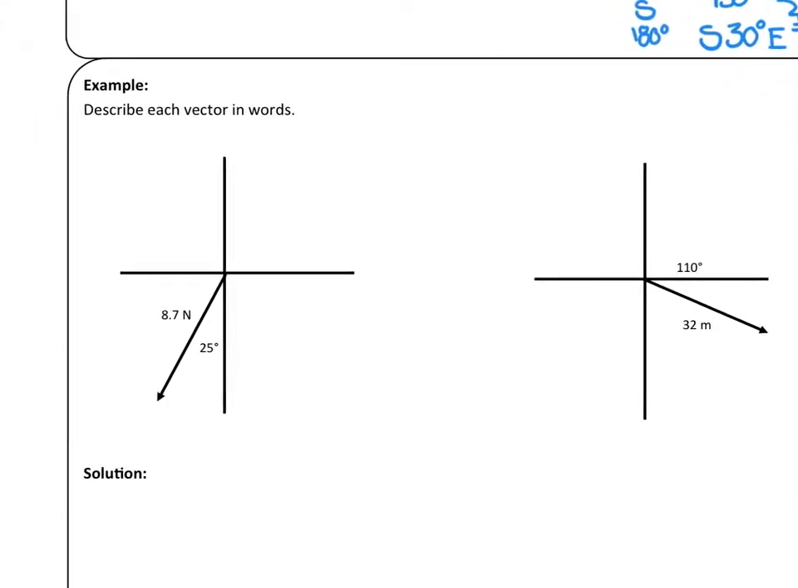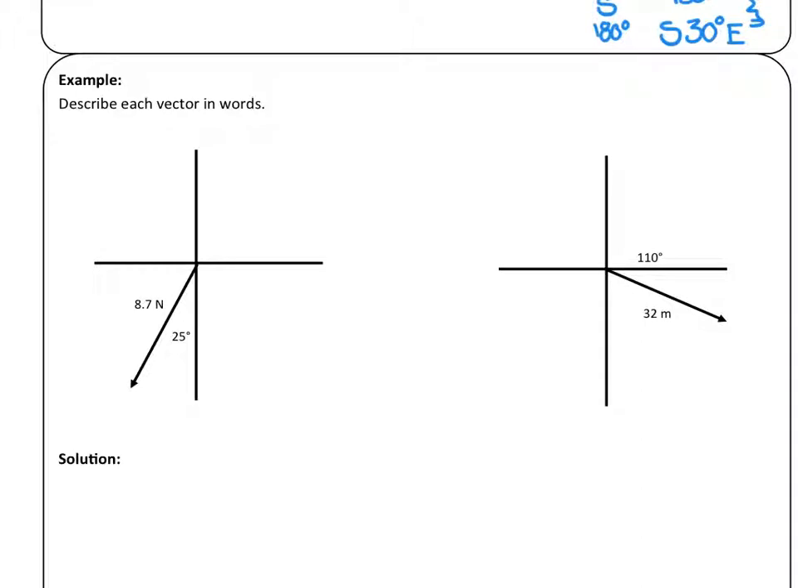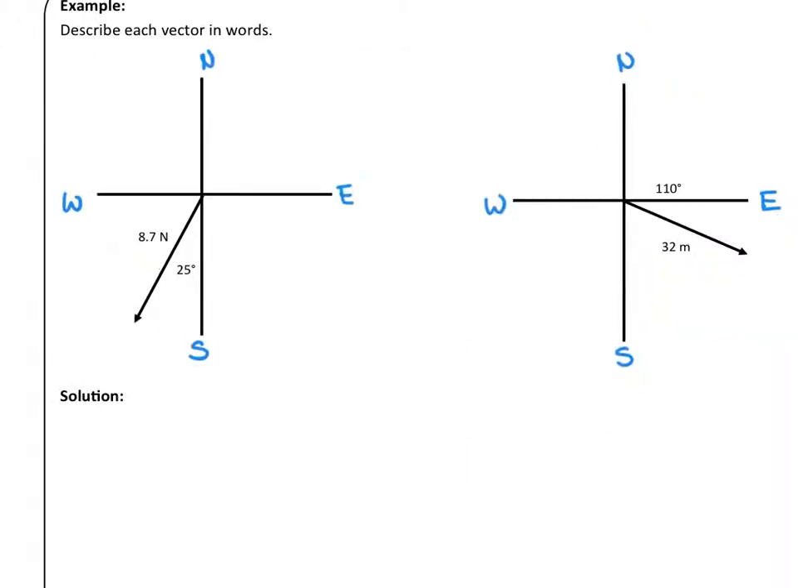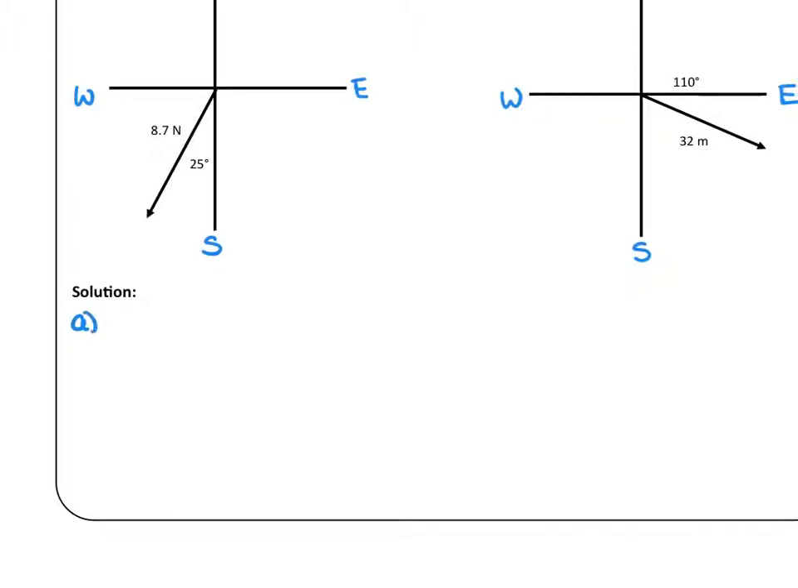Let's do an example. We're going to describe each vector in words. So all I want you to do is tell me what is happening. Now, I didn't put it on here, but north is always up. North, east, south, west. So when you do it on the page, you're always going to do it this way. This doesn't change. So the first one, if we want to talk about how this one is measured, we could do it in two different ways. We could do the true bearing, or we could do the quadrant bearing. I'm going to start with the quadrant bearing because I like that one.